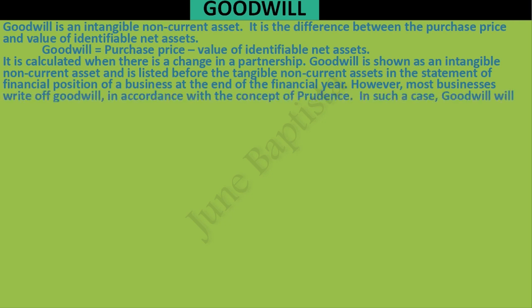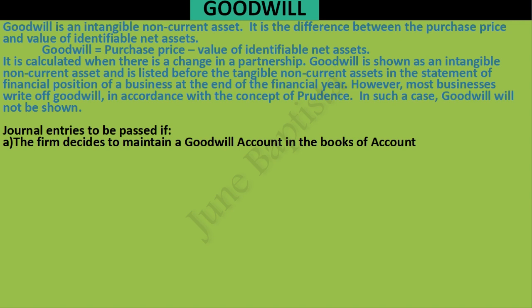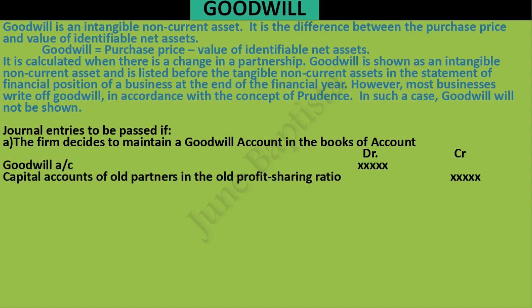However, most businesses write off goodwill in accordance with the concept or principle of prudence. In such a case, goodwill will not be shown. Let us look at the journal entries to be passed if A, the firm decides to maintain a goodwill account in the books of account. In such a case, the goodwill account is debited and the capital accounts of the old partners in the old profit-sharing ratio are credited. Note: the goodwill account will remain open and goodwill will appear in the statement of financial position as an intangible non-current asset.